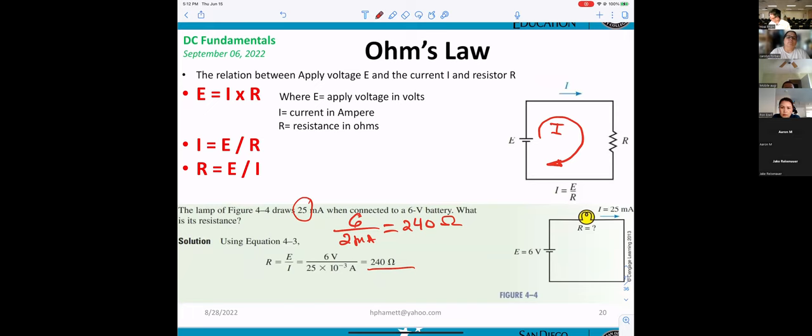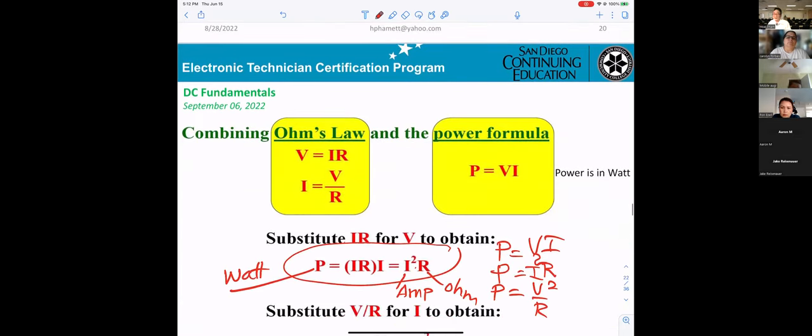And now, the second thing here is also a formula. If you want to calculate the power, then the power can be P equals V times I. In this formula, my question is, what unit for V? Volts. Unit for I? Amps. And the unit for P? Watts. Correct.